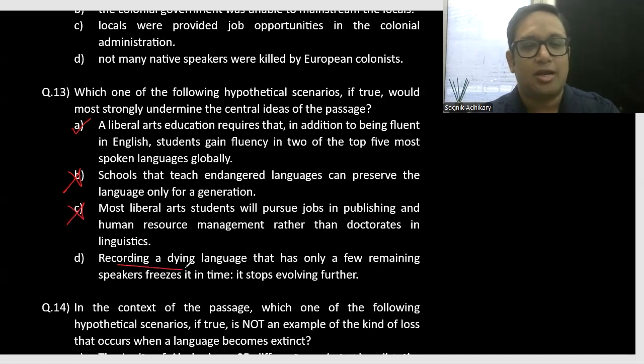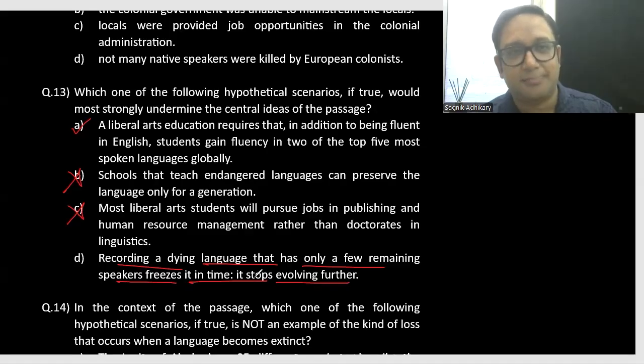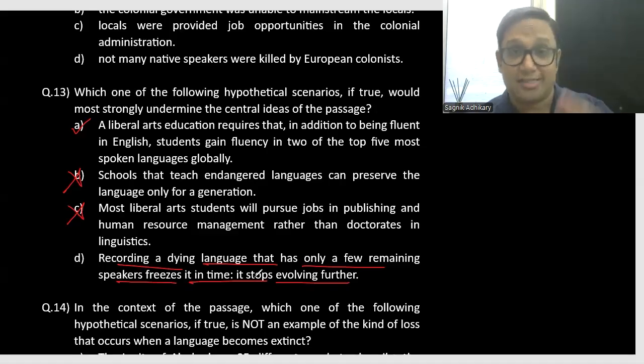Recording a dying language that has only a few remaining speakers freezes it in time, stops evolving further. It freezes it in time. A dying language, if it is frozen in time, then it is preserved. The passage is not concerned with the evolution of languages. These languages are about to die. They're about to go extinct.